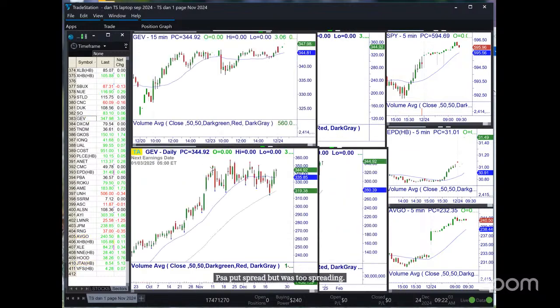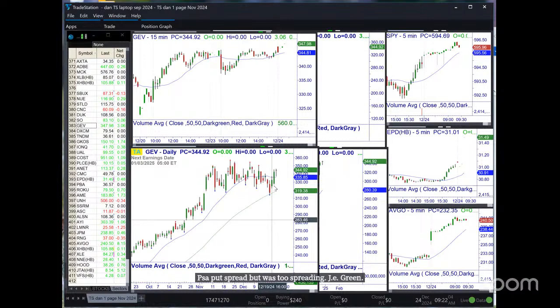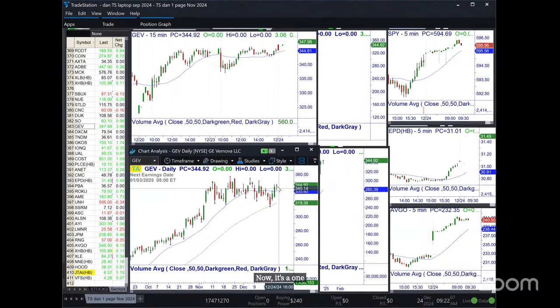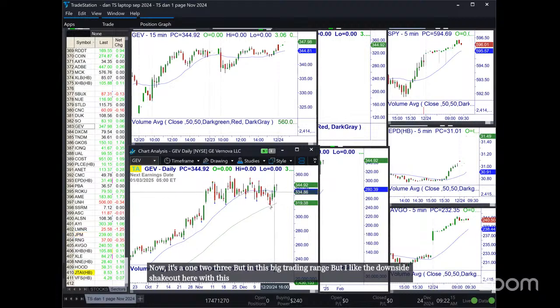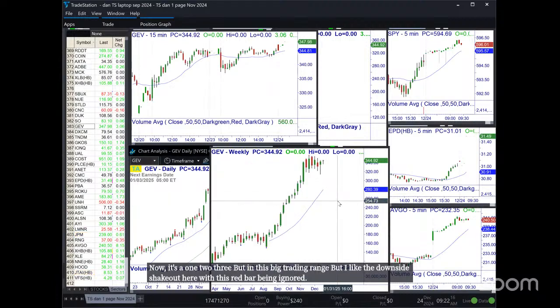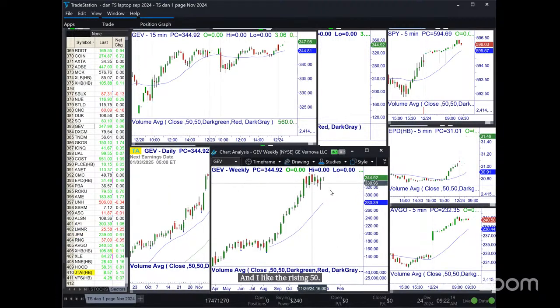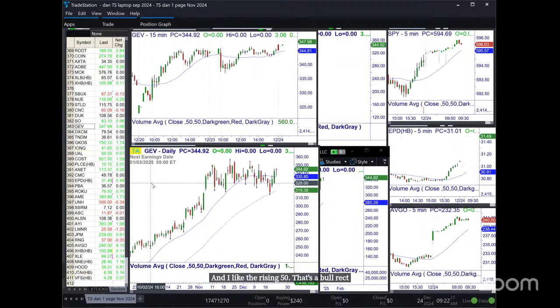GEV. Now it's a 123, but in this big trading range. But I like the downside shakeout here with this red bar being ignored. And I like the rising 50. That's a bull rectangle on the weekly.